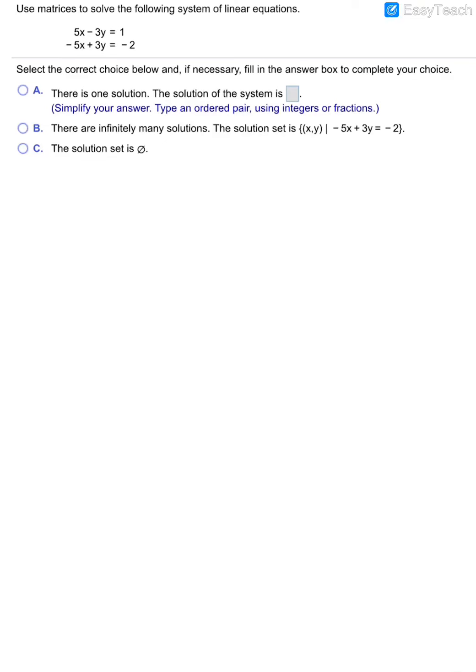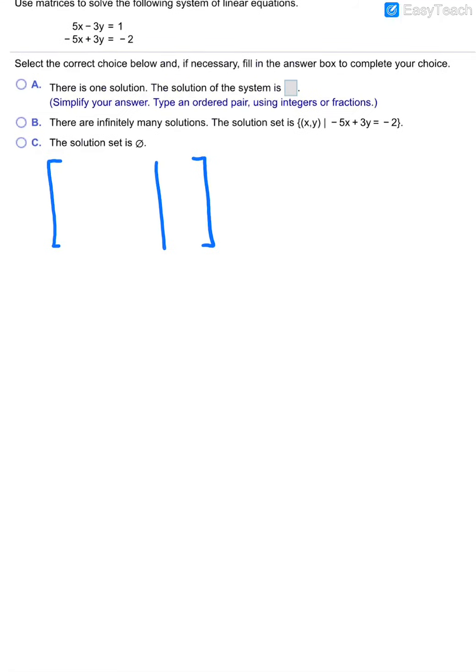In this video, we are going to use matrices to solve a system of linear equations. So in our first step, we're going to take the system and put it into an augmented matrix. On my top equation, I have a 5 in front of the x, -3 in front of the y, and my constant is a 1.